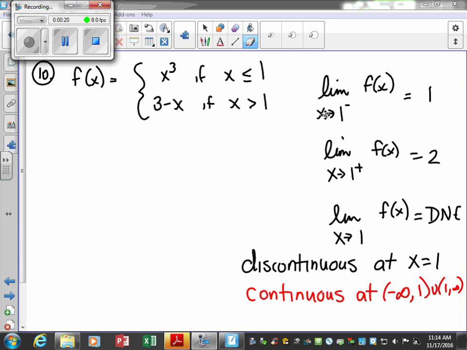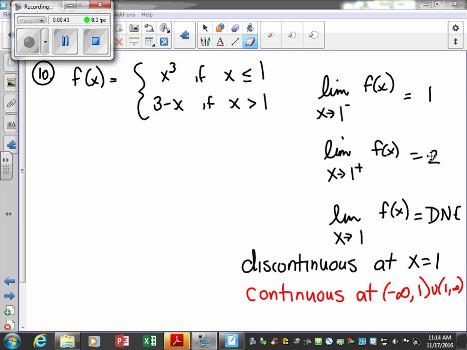If we evaluate the limit from the left, which one of these inequalities puts us on the left? It's going to be this one. So if I substitute a 1 in, or a very small value close to 1 to the left of it, I would have x cubed, and 1 cubed is 1. But if I evaluate it to the right, I'm to the right of it, it's defined by 3 minus x, so 3 minus 1 is 2.